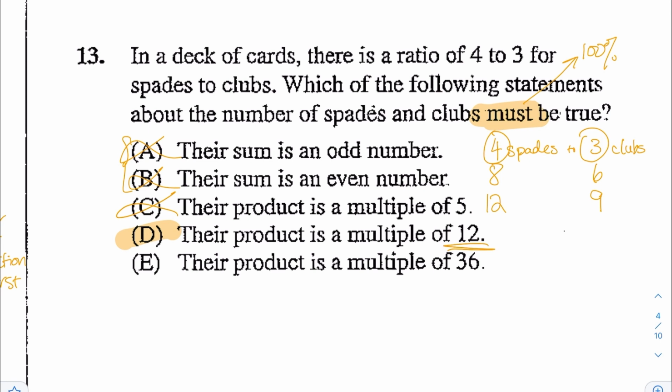And we can also eliminate choice D. The product is a multiple of 36. That's not true. 12 is not a multiple of 36. It's too small. The second one, 8 times 6, is equal to 48, and 48 is also not in the 36 times table, so we also eliminate choice E. The answer has to be choice D. Again, must means 100%, so you just list a couple of potential number of cards in this deck, and you can eliminate the choices one at a time.